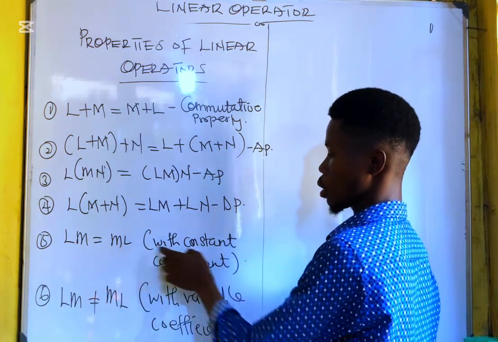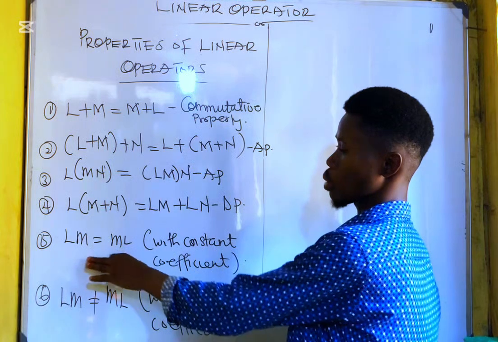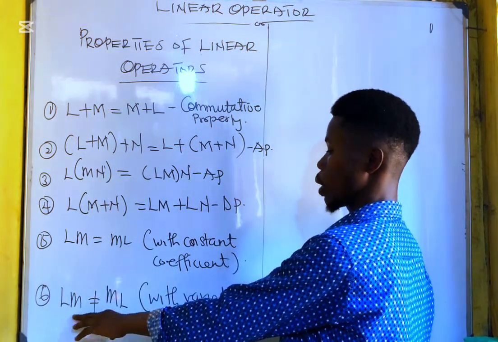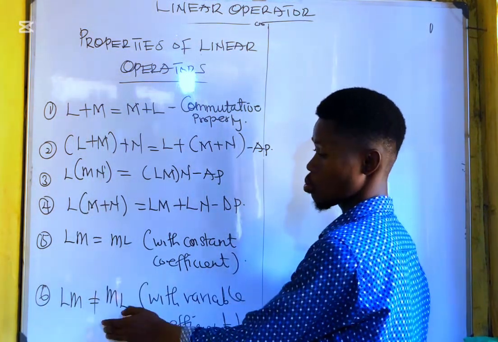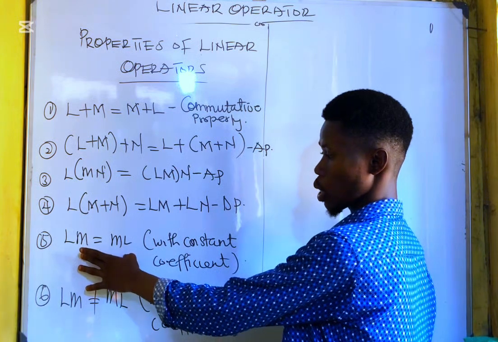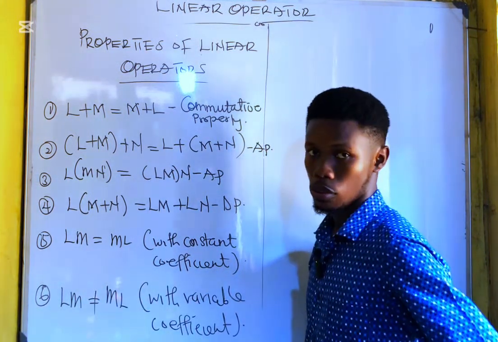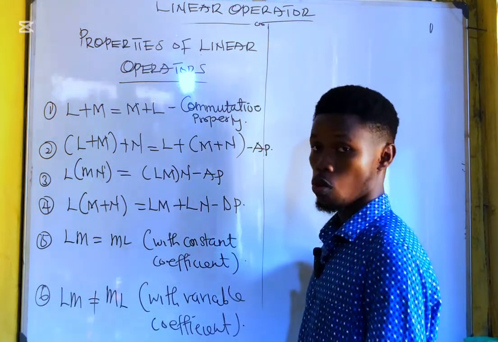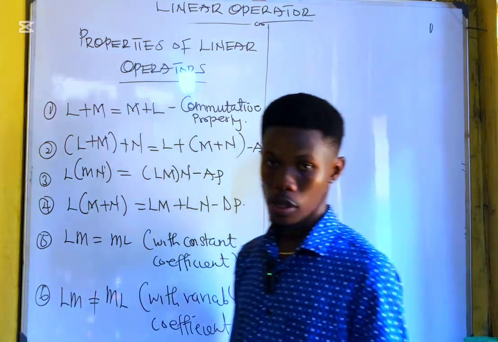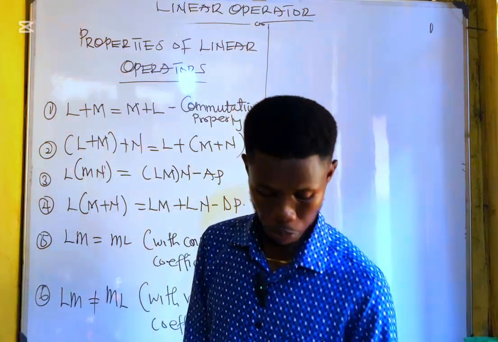This is equal to this when it has a constant coefficient. But when it has a variable coefficient, they are not equal. So they are commutative with constant coefficient. They are not commutative with variable coefficient. So let's see some examples.